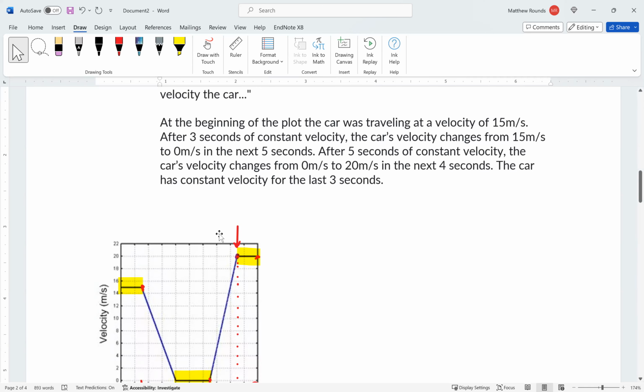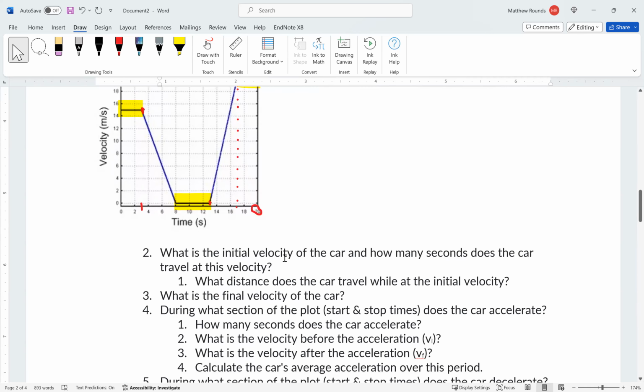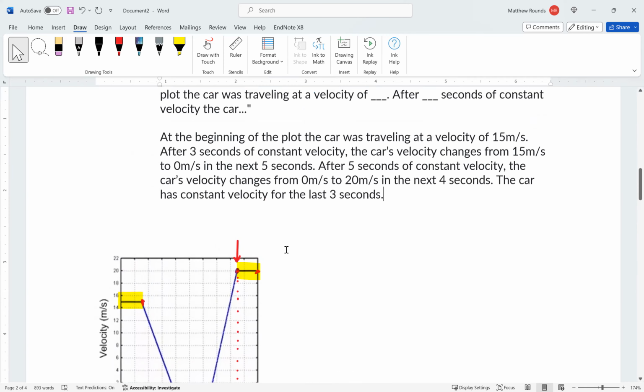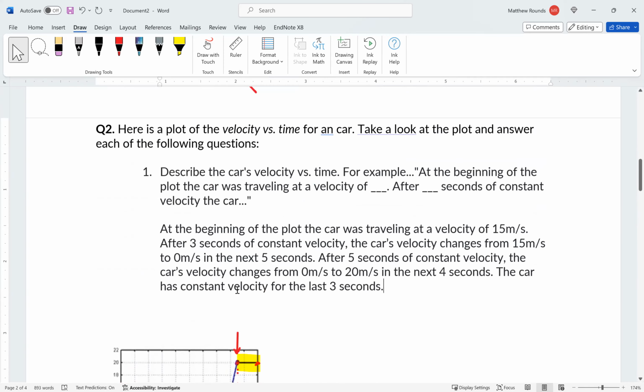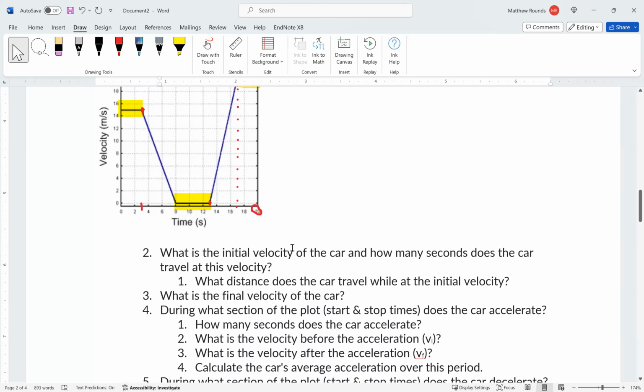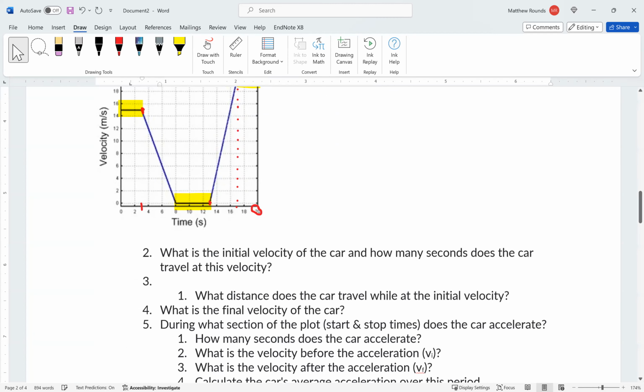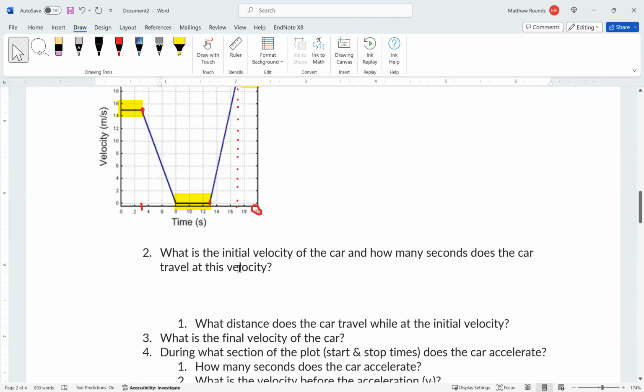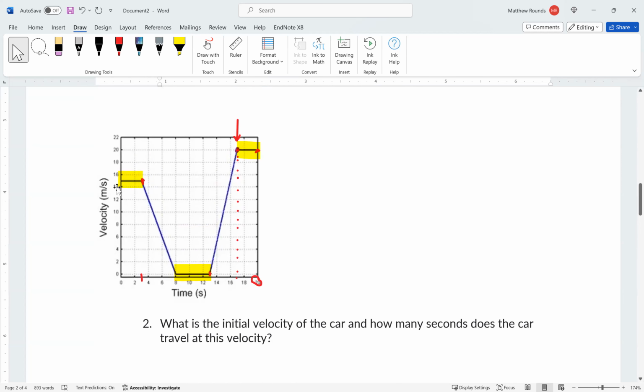Okay. So the next questions actually look like they'll go pretty quick. What is the initial velocity of the car? What is its velocity at time 0?